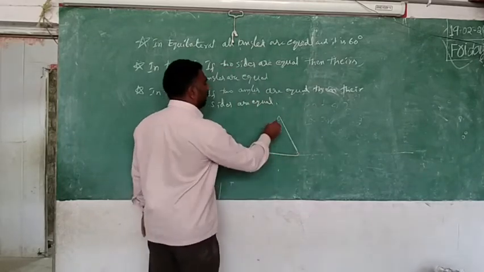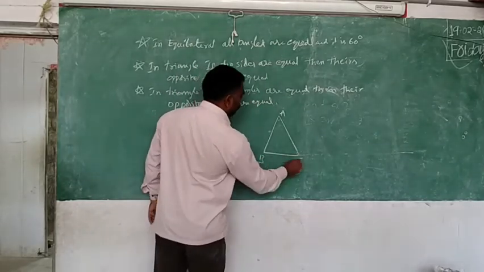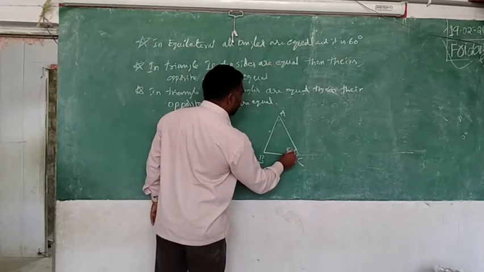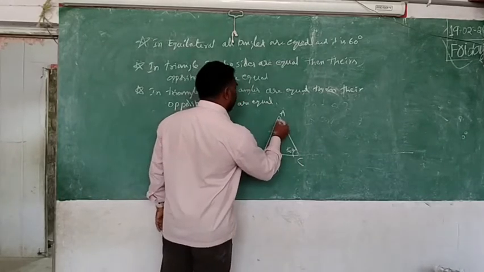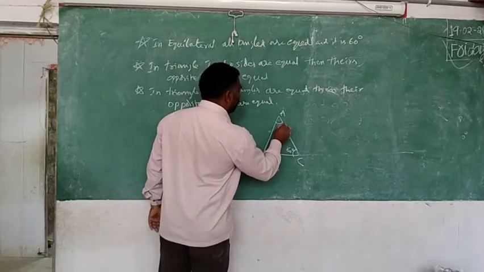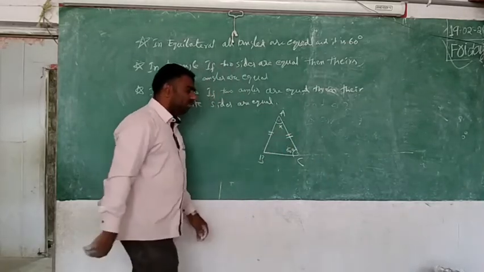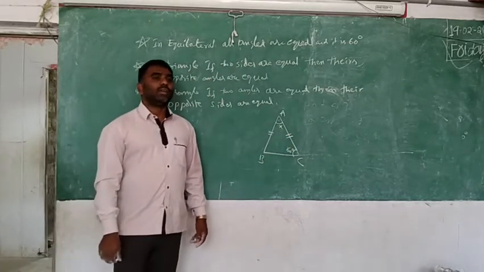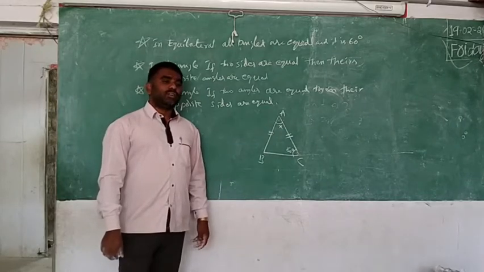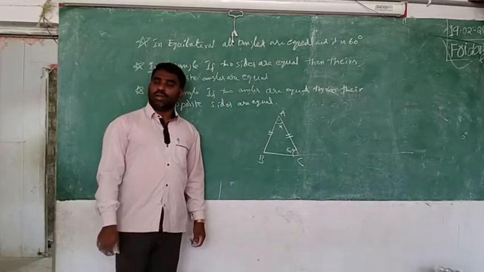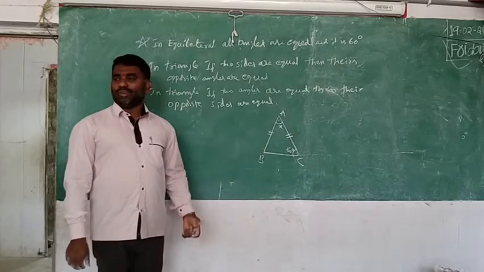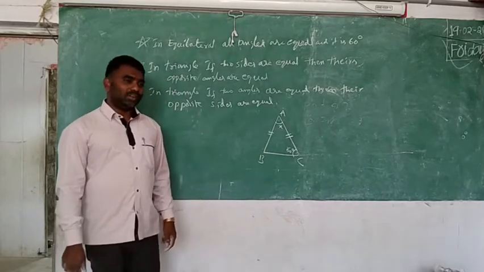In this triangle, this is 60 degrees, and how much is this? I asked you like that. Can you say? Yes, 60. First of all, you have a doubt. What is your doubt? One angle only you know. Another two angles, how do you find?